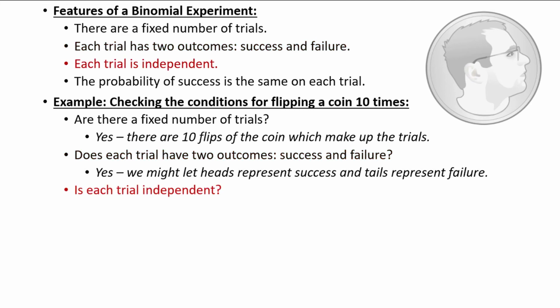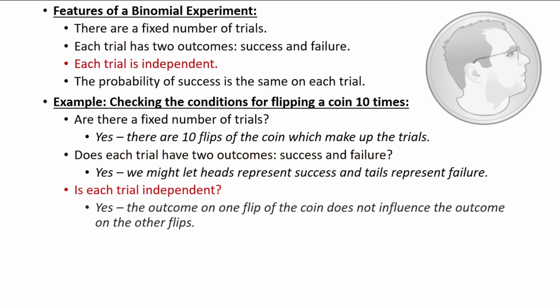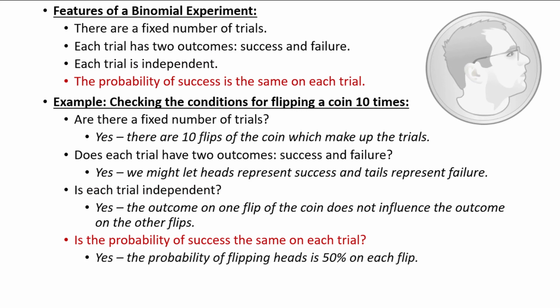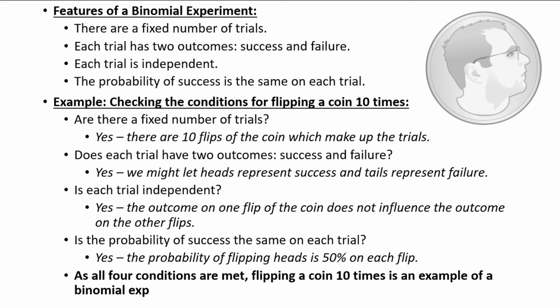Is each trial independent? Yes, the outcome of one flip of the coin does not influence the outcome of any of the other flips. Is the probability of success the same on each trial? Yes, the probability of flipping heads is 50% on each flip, assuming that the coin is fair. As all four of the conditions are met, flipping a coin 10 times is an example of a binomial experiment, which can be modeled using a binomial distribution.